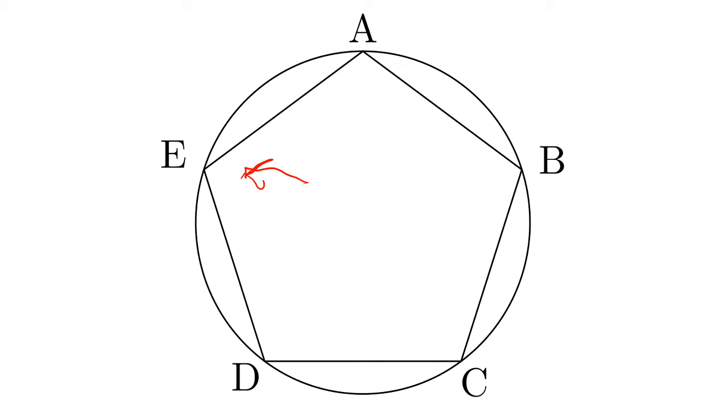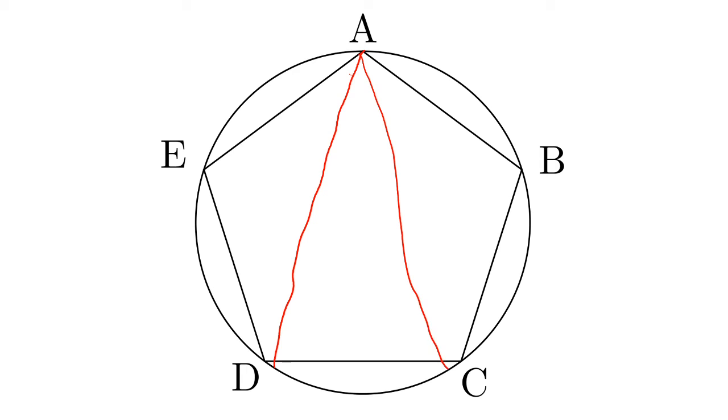Now that you've tried it on your own, let's do it together. So I'm going to pick one of the points and I'm going to draw diagonals, all the diagonals I can. Looks like I can do it twice. I have triangle 1, triangle 2, and triangle 3.